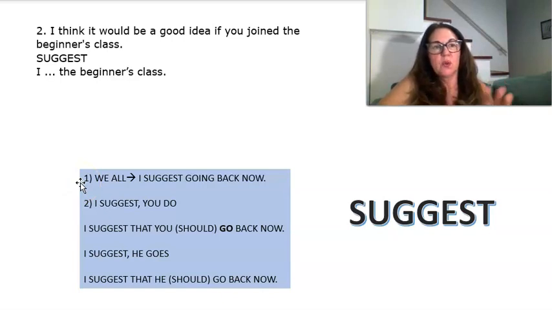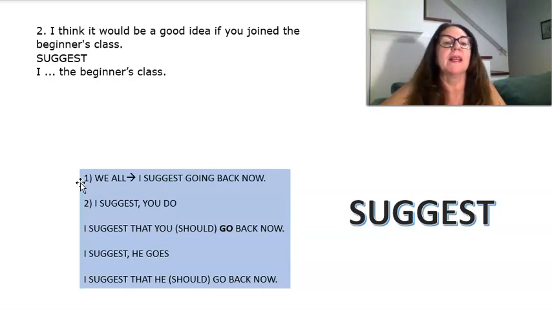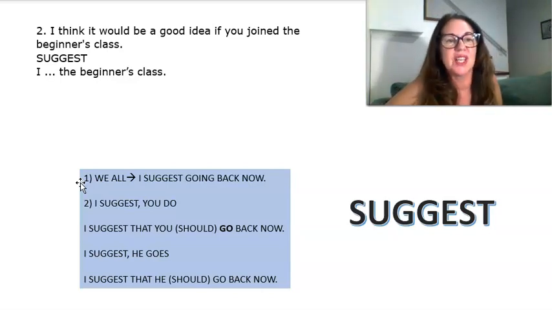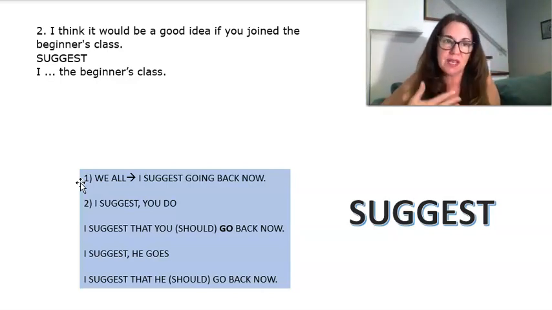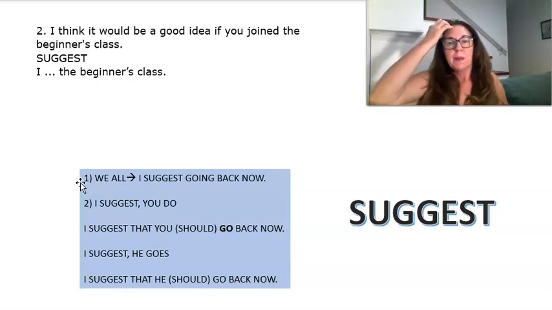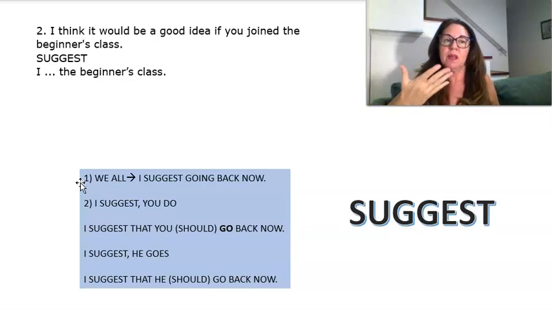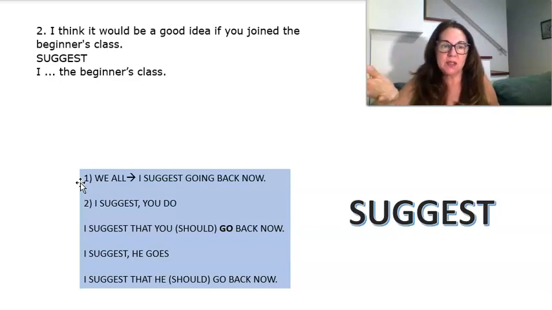When I suggest doing something and I am going to do it too, okay? And so I say, I suggest going back now. So I think it's a good idea for you and for me and for all the ones involved in the situation to go back. So I use suggest with ing because I am going to do that too. But if I am making a suggestion, really, and you are going to do it or somebody else is going to do what I suggest, then it's different.